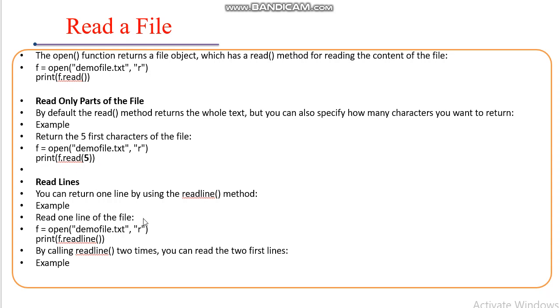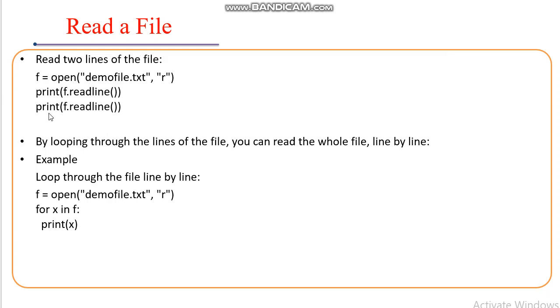To read the lines in a file, we use the readline method. So here f equal to open demo file.txt in read mode and print f.readline. This is to read line by line. Now if you want to read 2 lines, you have to call the readline method again. Readline is mainly used to read line by line in a file. So you can use it 2 times. For example, open the demo file.txt in read mode and print f.readline twice to read the 2 lines.